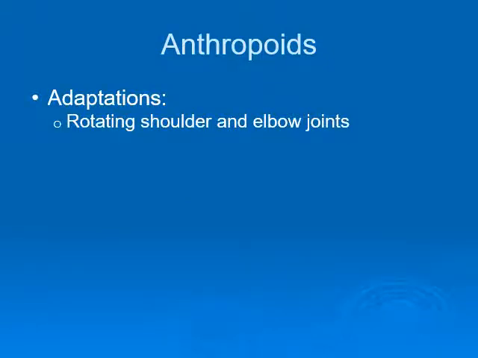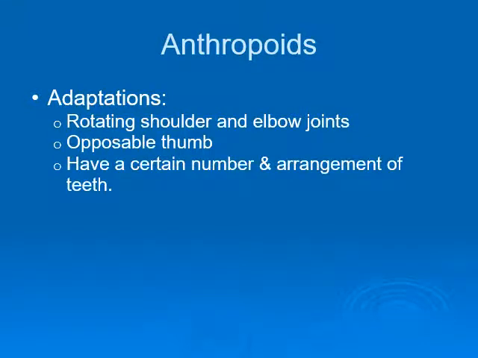Anthropoids are organisms that appear to be ancestors to primates when we look back into our fossil record. When we look at some of these guys, they're primate-like, so they appear to be like monkeys and apes. Some of the adaptations that they had were rotating shoulder and elbow joints to help them move and swing through trees. Having an opposable thumb is something that these guys have as well.